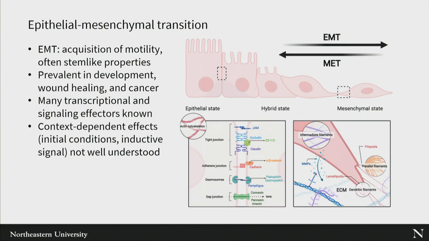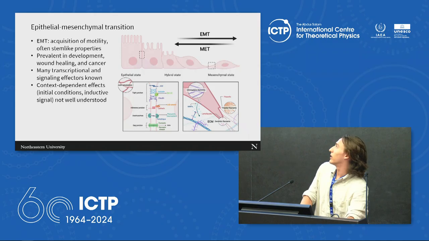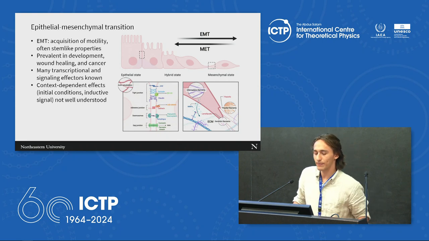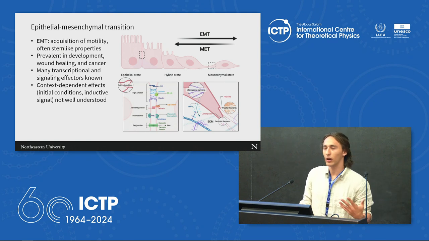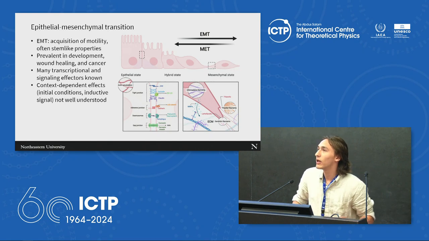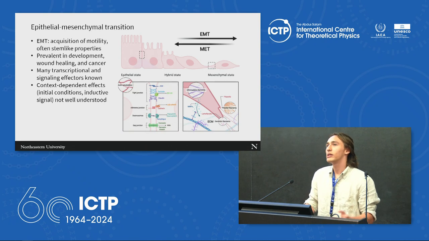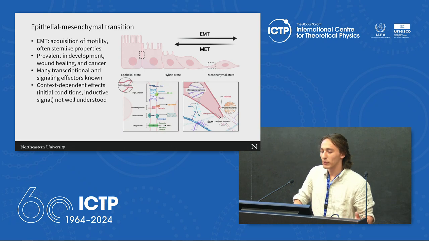So for some quick background, the biological process that we study is called epithelial mesenchymal transition. This is a process where cells lose their cell-to-cell adhesion and acquire a motile migratory phenotype. EMT happens in development, wound healing, and cancer, and some evidence suggests that it's involved in tumor metastasis.